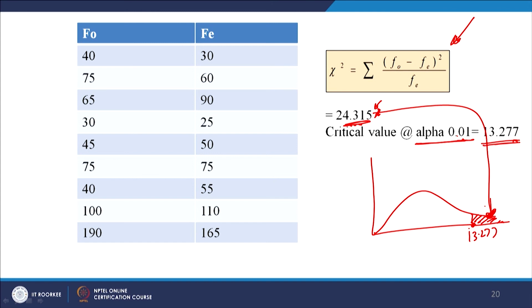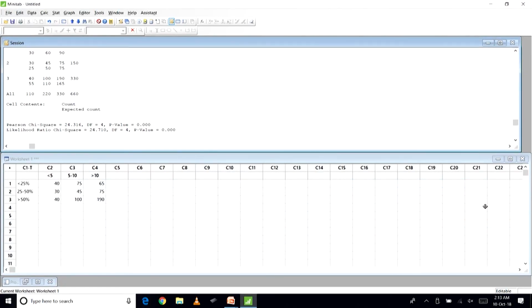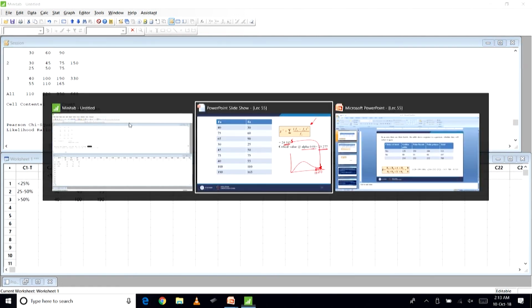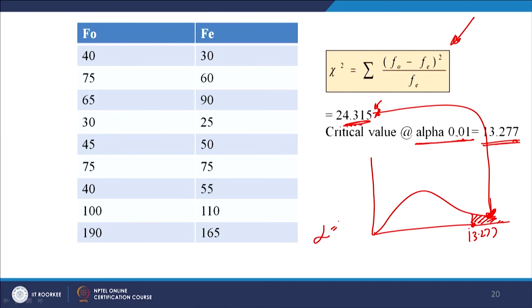Let us look at p value and confirm whether we are really rejecting null hypothesis or not. So, this p value is 0, right. So, alpha is 0.01, p is 0. So, p is less than alpha. So, we will reject null hypothesis, right. So, this is how you can solve questions using Minitab on chi-square test of independence.